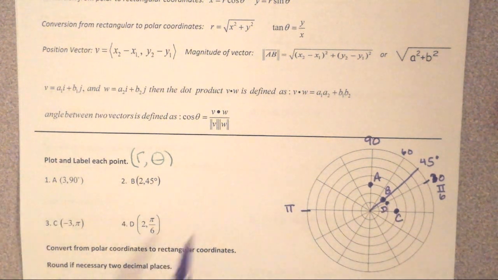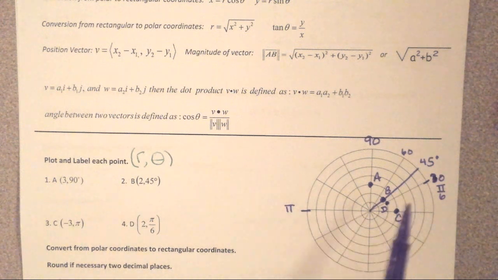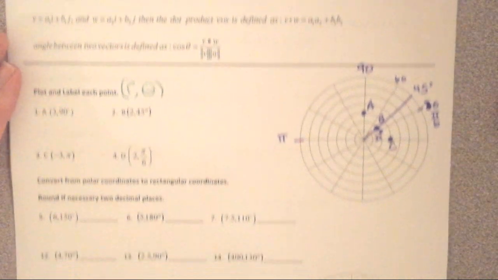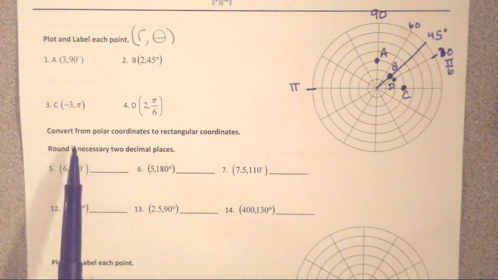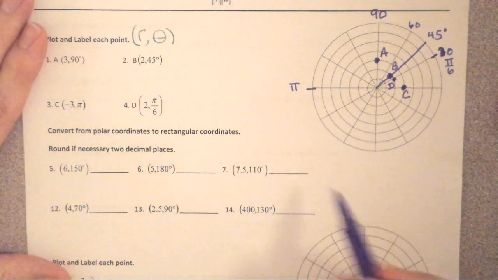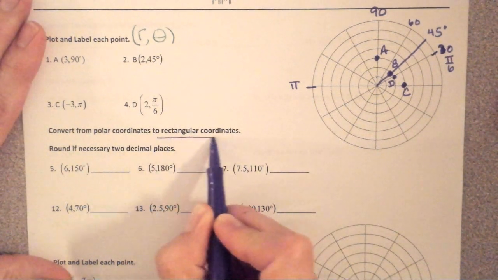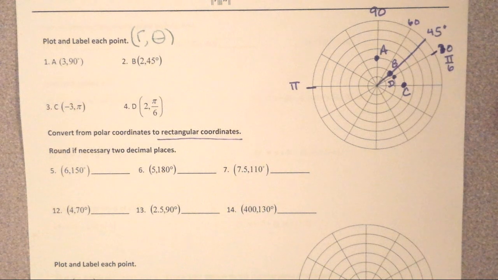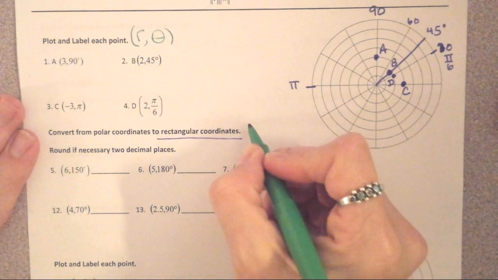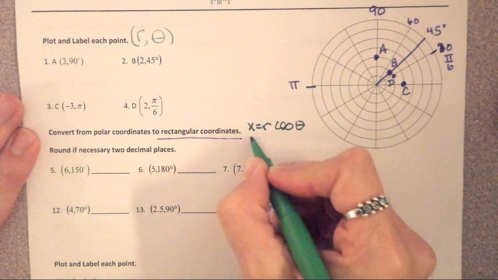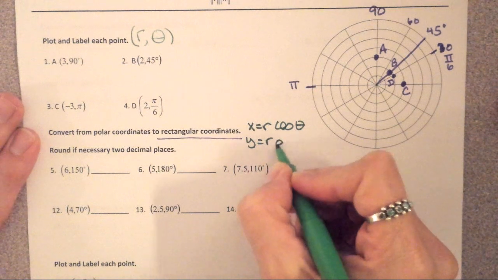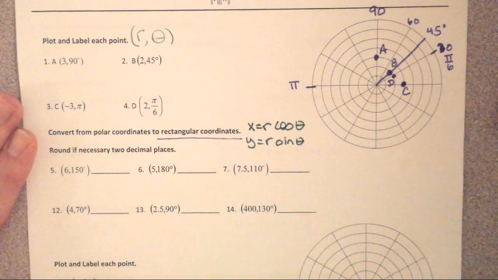They're going to give you some polar coordinates, and you're going to go pick the graph that best matches those polar coordinates. On 5 through 14, they want me to convert from polar to rectangular. If they want me to go to rectangular, I have to use the formulas x equals r times cosine theta, and your y is going to equal r times sine of theta.